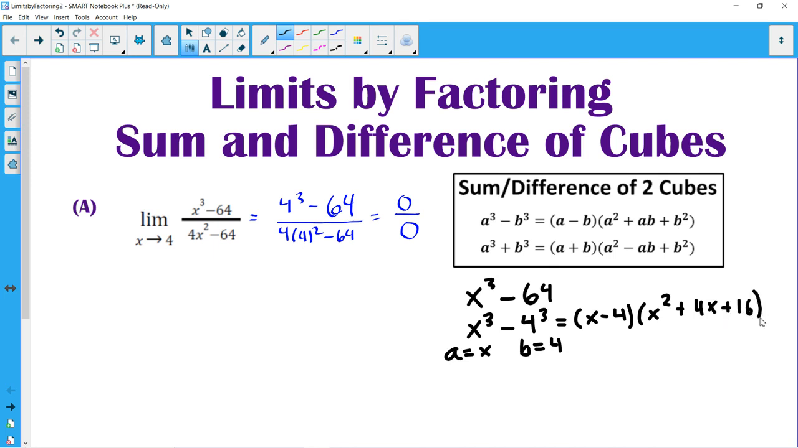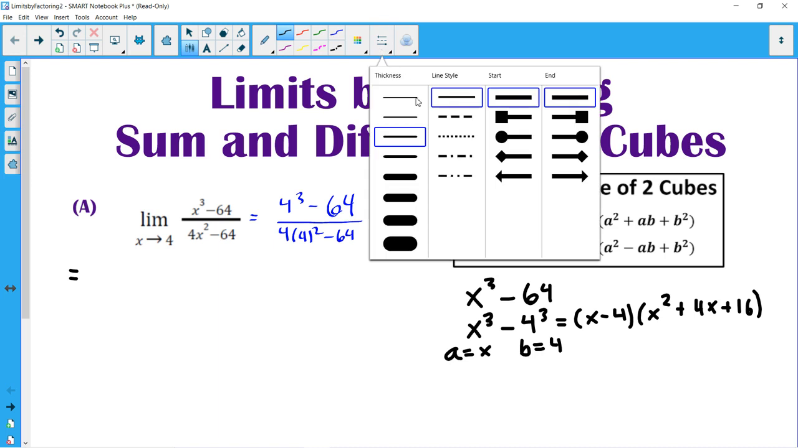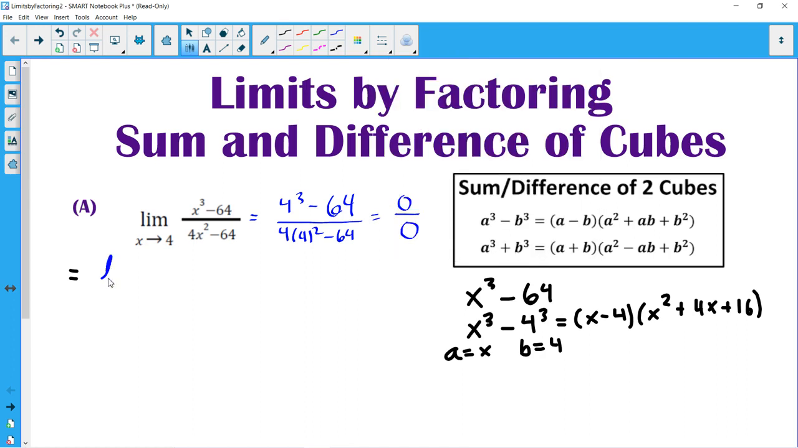Now once I have that difference of cubes factored, I'm going to take it back over here to my limit. It's a little bit ugly looking. I like blue too. All right, so I'll take it back over here, and I get the limit as x goes to 4. And I'm going to replace that x cubed minus 64 with my difference of cubes factored expression. So x minus 4, x squared plus 4x plus 16.